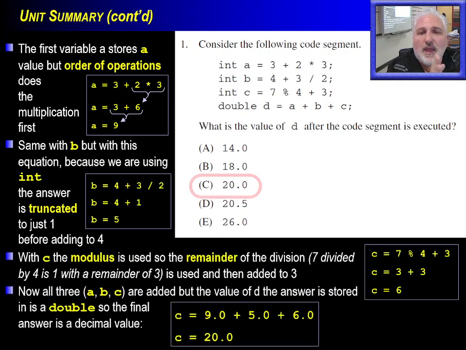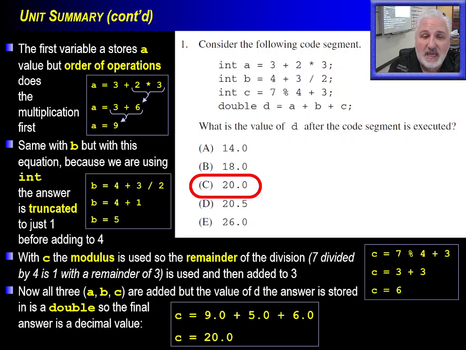In this one, we have the variable A, but we have an order of operations event occurring again. So the multiplication is going to be done before the addition. So 2 times 3 is going to give you 6 before it's added to 3. So A is going to be 9. Same is going to happen with B, and it's going to evaluate to 5.